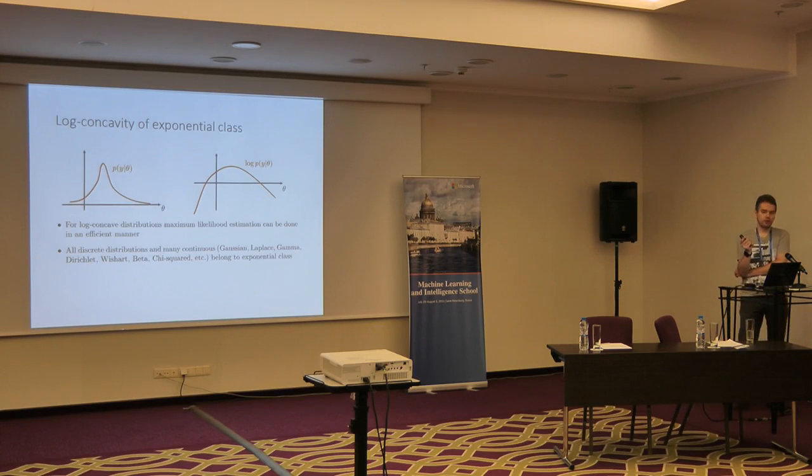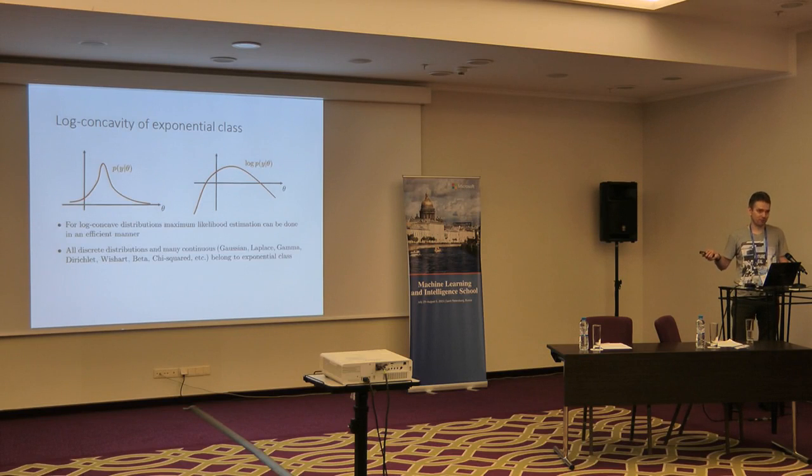So the good news is that all discrete distributions belong to the exponential class of distributions. Also, many distributions that you may find in Wikipedia if you type probability distributions also belong to the exponential class. Some examples are the Gaussian distribution, Laplace, gamma, beta, Dirichlet distribution, and the chi-square distribution, and many others.